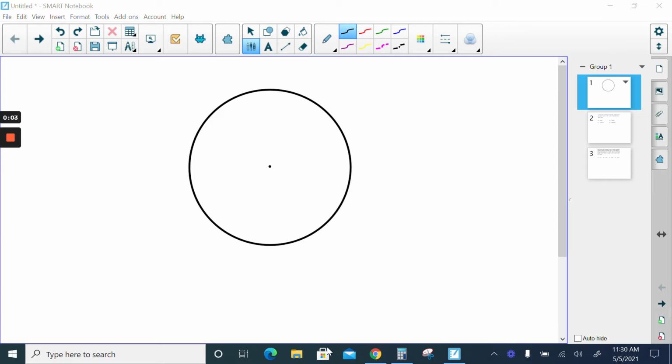Hello, today we're going to talk about circles. So a circle is an infinite number of points that surround one dot right here, and this is called the center. Okay, and when we are talking about circles, we have a lot of new definitions here.